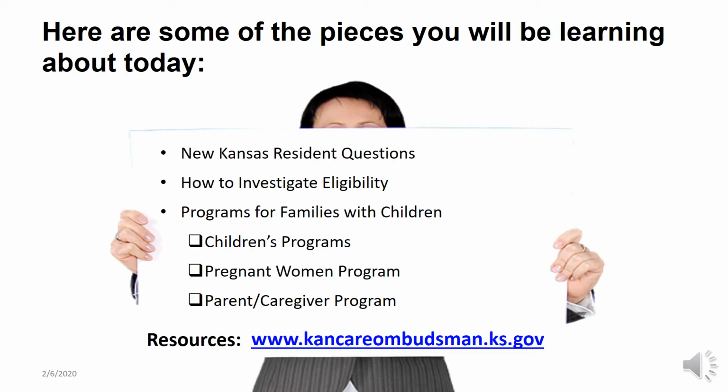Here are some of the pieces you will be learning about today. New Kansas resident questions, how to investigate eligibility, programs for families with children. There are 2 children's programs, regular Medicaid and CHIP, the pregnant women program, and also the parent or caregiver program. It's for parents or caregivers caring for a child under 19.